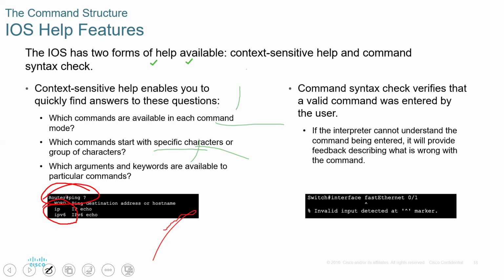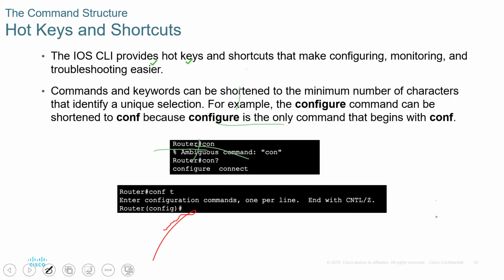We're going to practicalize it very soon. If you type ping and put a question mark, it's going to bring out the options that you want. Or if you type a particular command wrongly, you will see a caret sign and it will tell you that there is an invalid input at that particular point. So those are ways that it helps you.